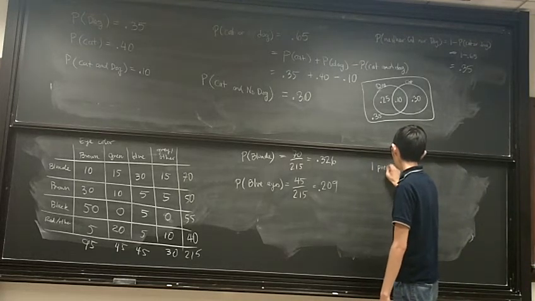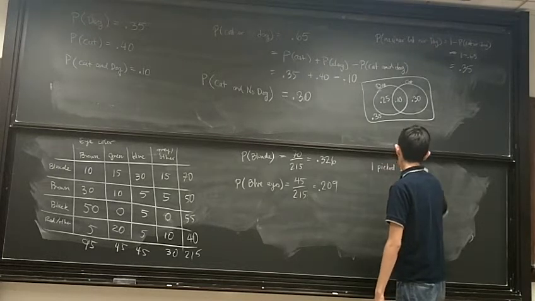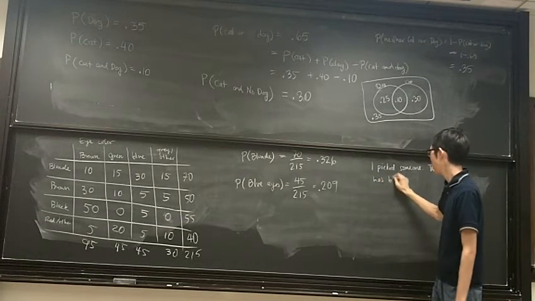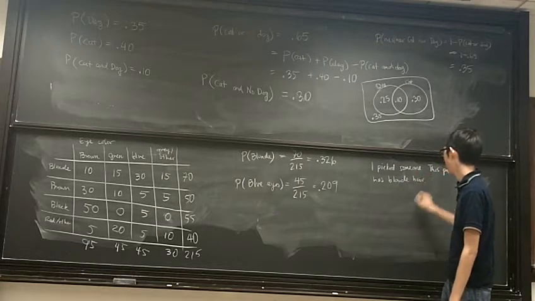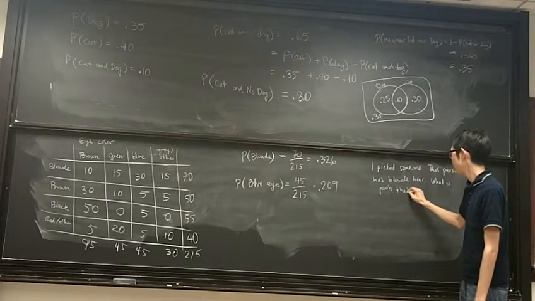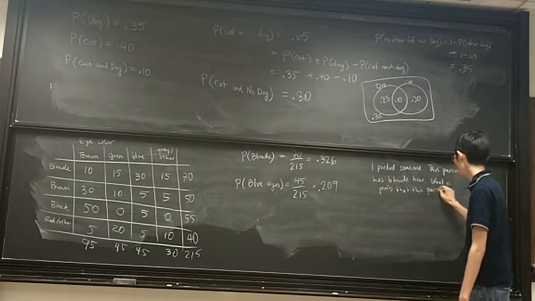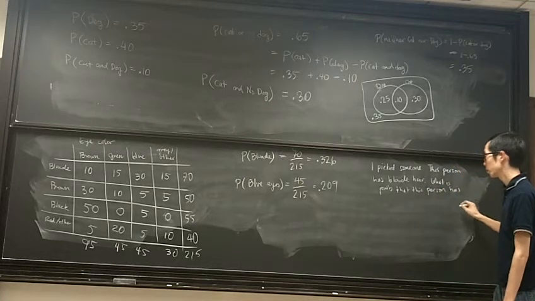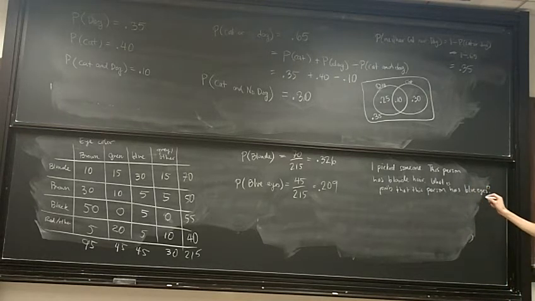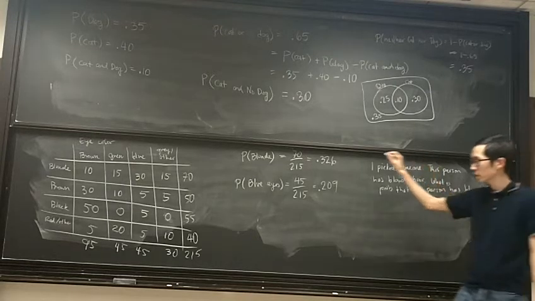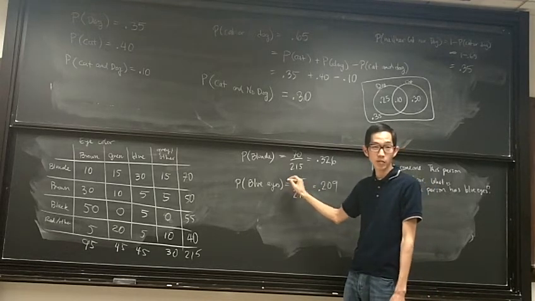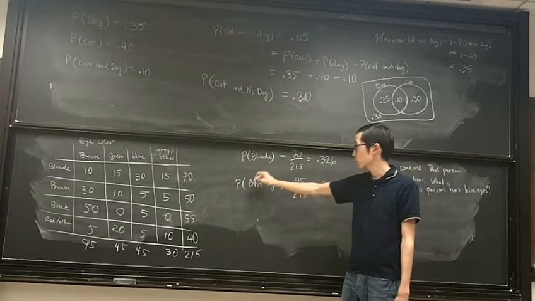So I say, I pick someone. This person has blonde hair. What is the probability that this person has blue eyes? Okay. Let's write this symbolically, okay? Just like we have probability blonde, probability blue eyes, right? So when I write probability blue eyes, what I'm saying is, I pick someone at random, what's the probability that this person has blue eyes? That's what this says, right?